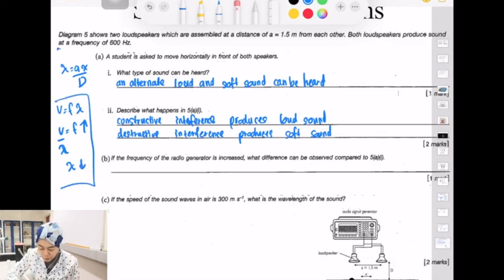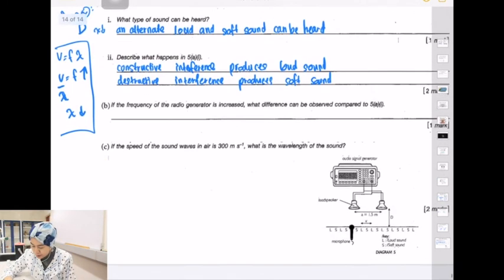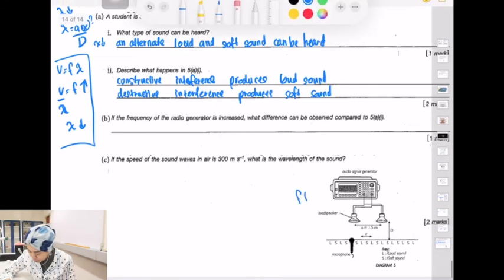Okay, so if wavelength decrease, what will happen to A? No, what you observe is X, right? So what will happen to X? Then X will decrease too, because they are both numerator, so they are directly proportional to each other. So then that means that if you increase the frequency, then this L and S will be like closer together like this.